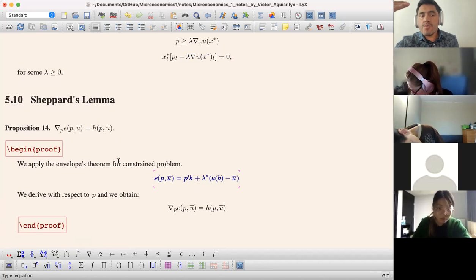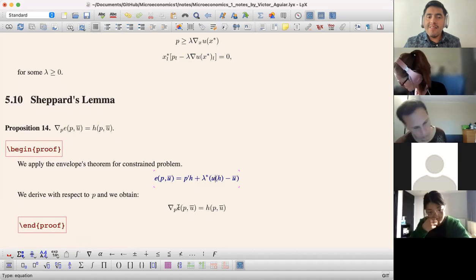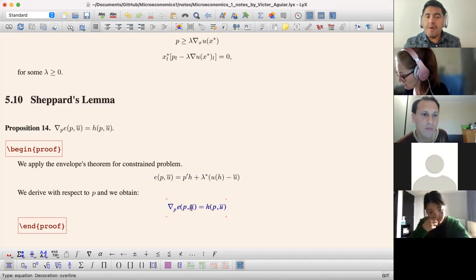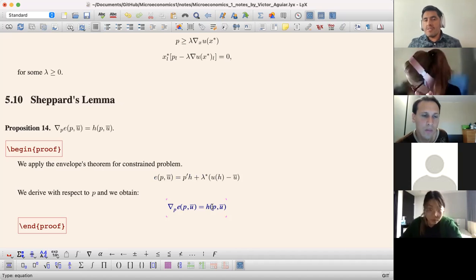So derive the expenditure with respect to price, assuming the utility level is constant, another application of the envelope theorem. And now what do you get? You get that the gradient of the expenditure with respect to prices is equal to the Hicksian demand. And this is called Shepard's lemma.